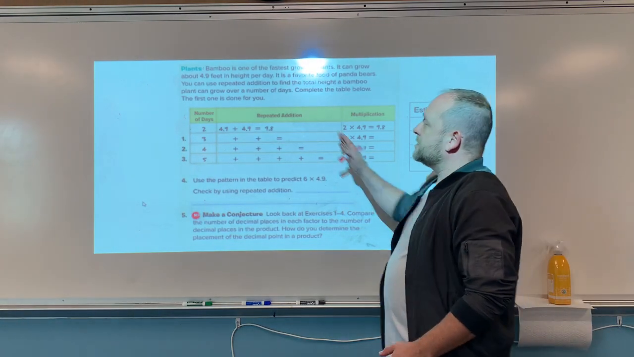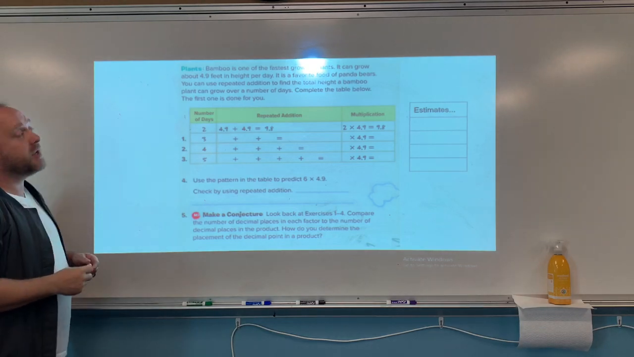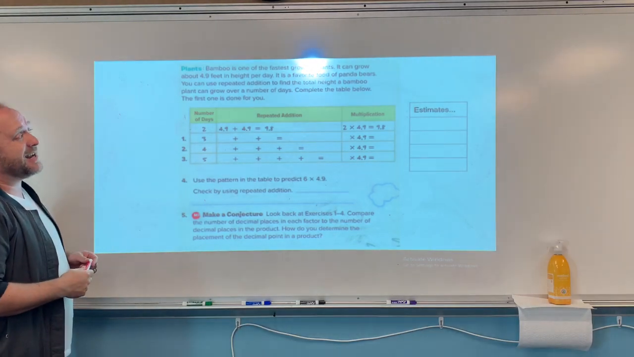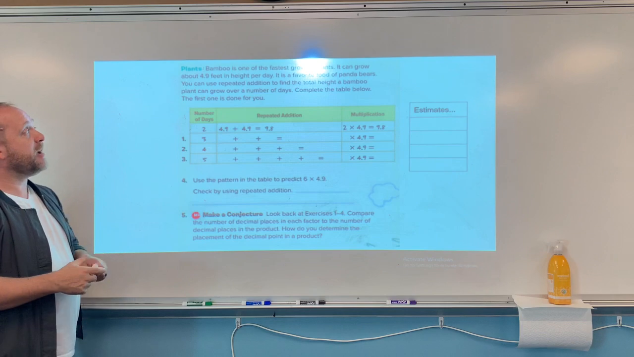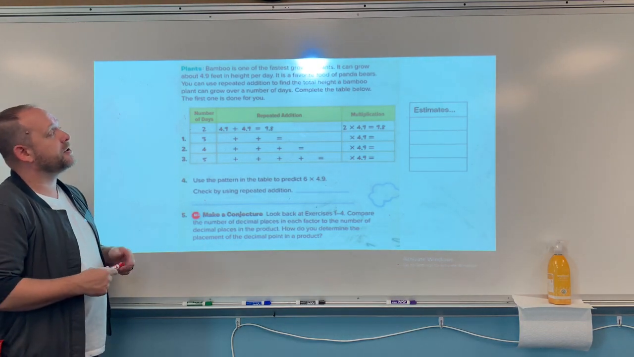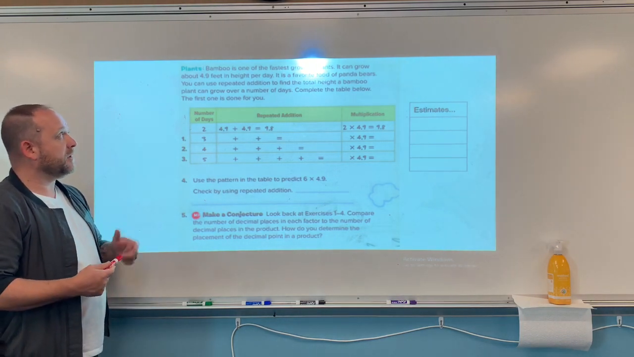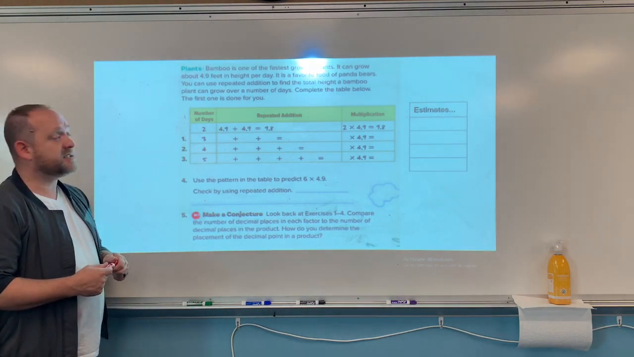All right, so we have a table here. It says bamboo is one of the fastest growing plants. It can grow about 4.9 feet in height per day. This is a favorite food of panda bears. You can guess using repeated addition how to find the total height a bamboo plant can grow over a number of days. So complete the table below. The first one is done for you.